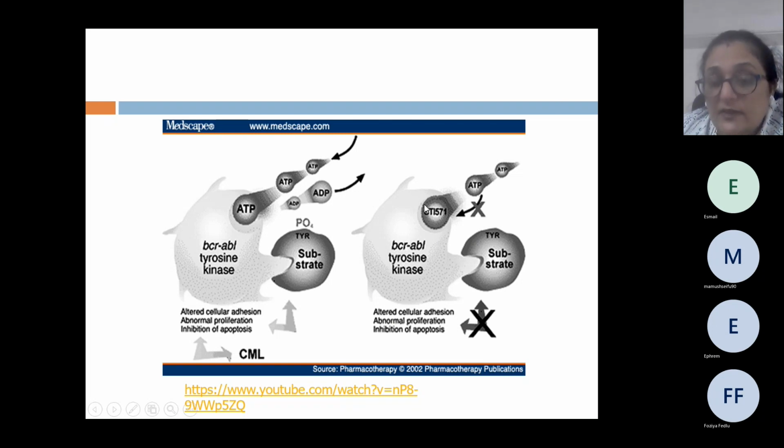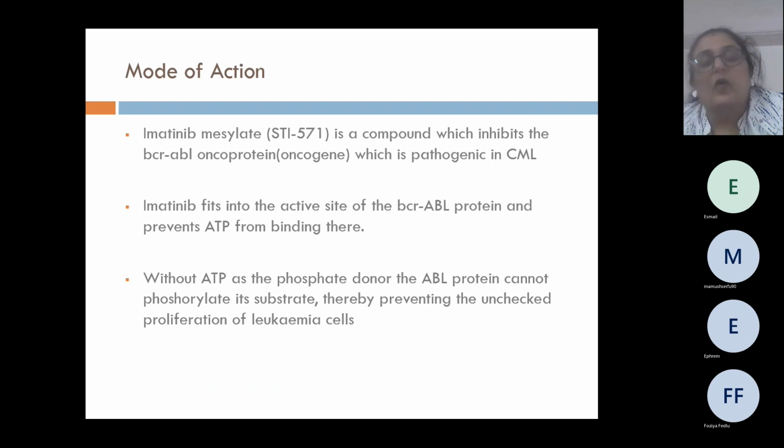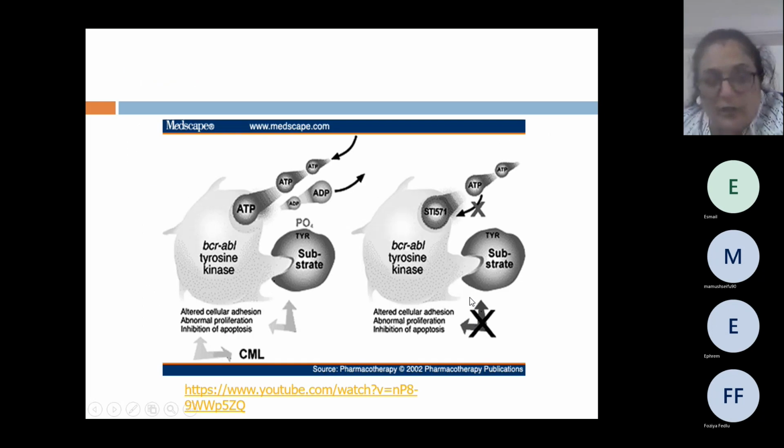It goes and binds itself to the BCR-ABL gene, and it does not allow the ATP to come and bind itself. Therefore, the phosphorylation of the substrate does not take place, and therefore it controls the CML. Without ATP as a phosphate donor, the ABL protein cannot phosphorylate its substrate, thereby preventing the unchecked proliferation of leukemia cells.